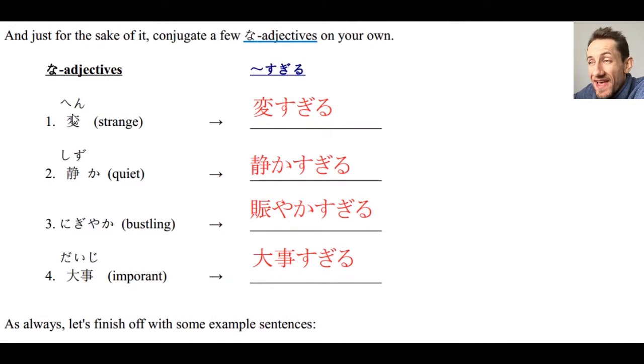All right. So number 1, we have hen sugiru, too weird, too strange. Number 2, shizuka sugiru, too quiet. Number 3, nigiyaka sugiru. So actually, here's the kanji for nigiyaka. But I probably couldn't have read this if I didn't write it out. So I think a lot of times you might see nigiyaka in hiragana, but either way, you can write it in hiragana or you could use the kanji if you want to practice it. Number 4, daiji sugiru. Too important, too vital. Daiji sugiru.